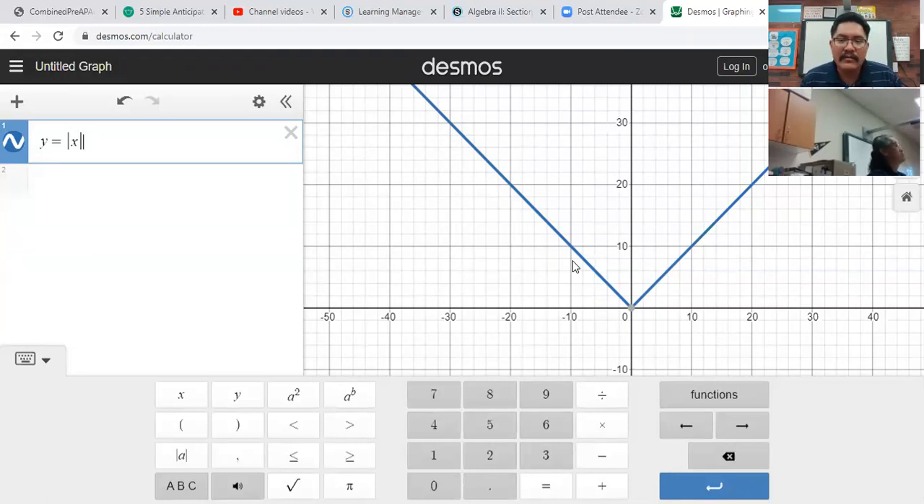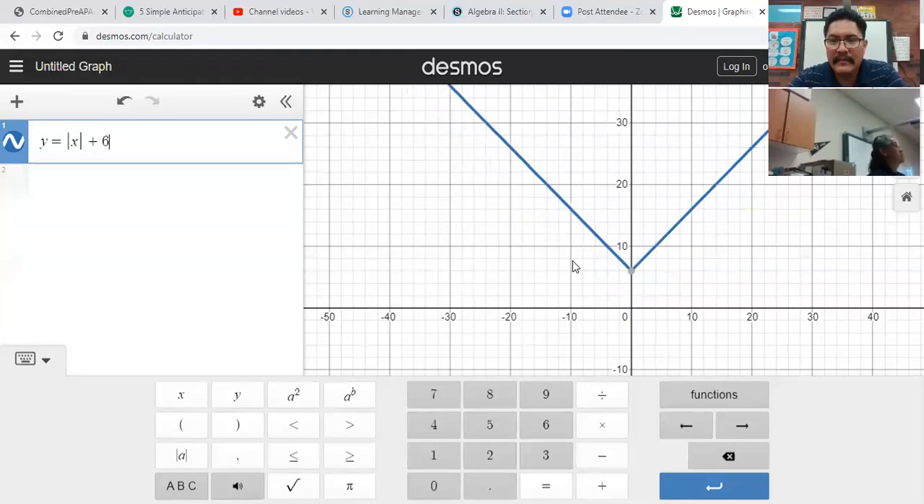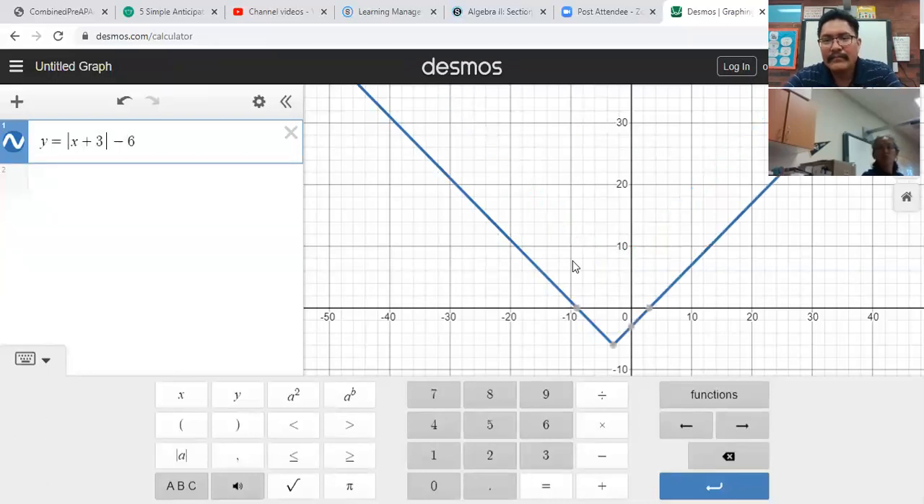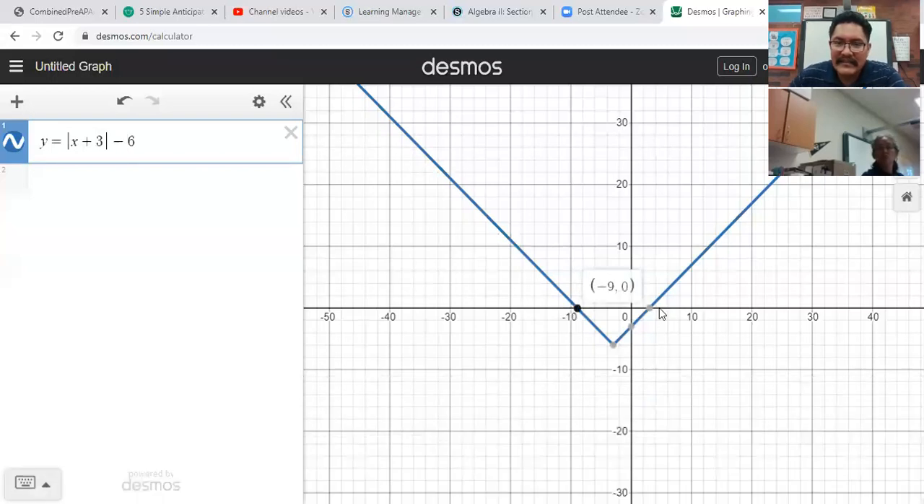You can change a couple of things, like if I want to move it to the side, or if I want to move it up, I can do that. We can move this around. If I want to move it down 6 instead of up 6, I can go ahead and just do that. So now you can see that it's crossing the x-axis in 2 different places. So it can have more than one crossing of the x-axis.